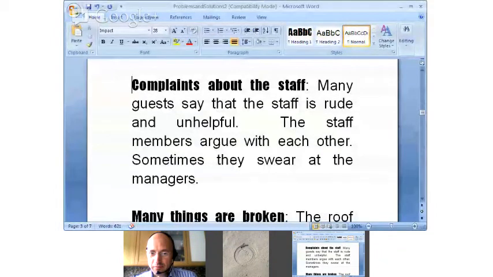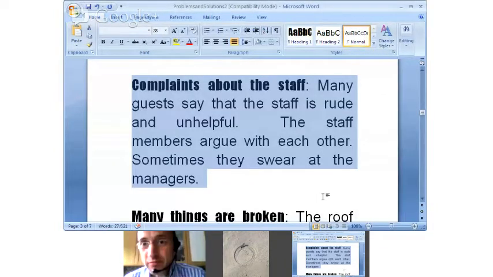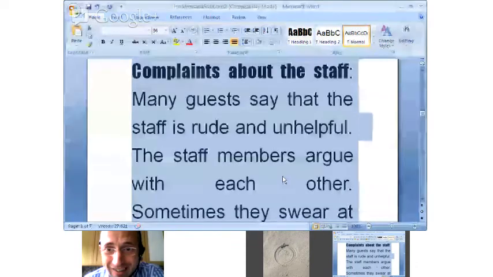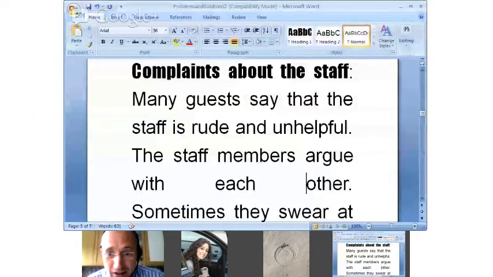Okay. Let's talk about another problem here at the hotel. Alberto. Yes, teacher. Read about this problem. I don't see the paper. Can you see that? No. Is it blurry or just not big enough? The screen is black. Okay, hang on. Let me try again. The screen is black. Yeah, now it's black. Those are complaints about the staff.